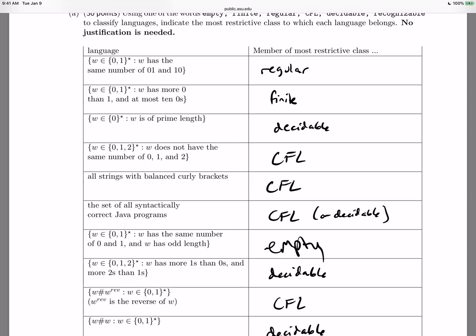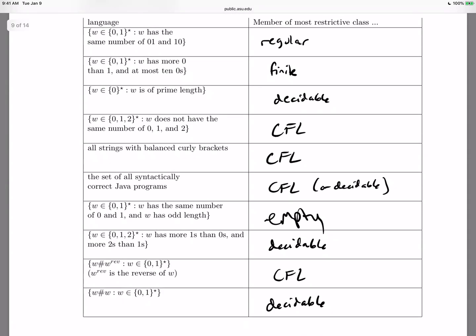What's that? Why is it a CFL? Because there are infinitely many valid Java programs. There were some people that put, I assume that this was the set of Java programs in existence. And if you put that assumption, I think that's okay. But a set of all possible Java programs that are syntactically correct, that is an infinite set. Because, for example, I can just add comments on the end of a syntactically correct program, as many as I want. So that's why it's an infinite language. CFL or decidable was fine for that one. Other questions?